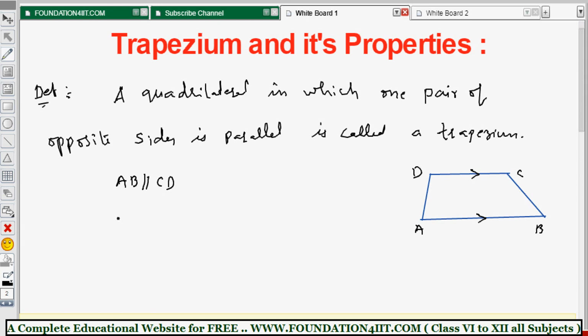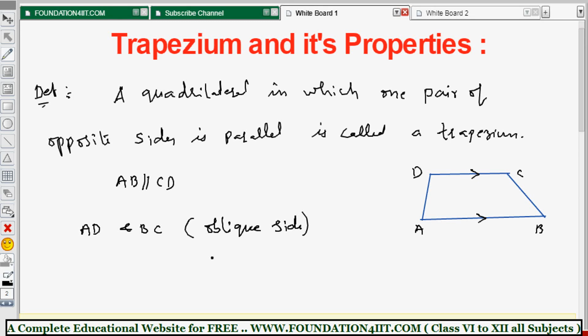And the remaining non-parallel sides are AD and BC. These non-parallel sides of a trapezium are called oblique sides. So AD and BC we can call them oblique. Other sides, meaning non-parallel sides, we call oblique sides. They are AD and BC in this figure.